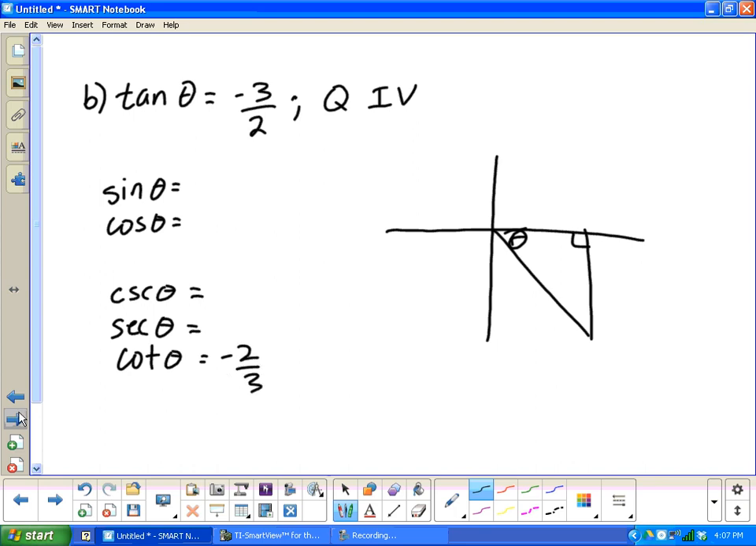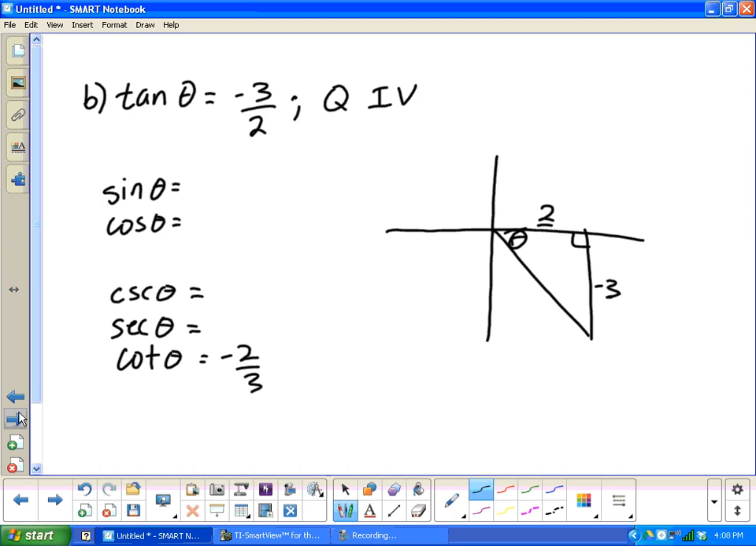Okay, now let's label our triangle here. So the tangent is opposite over adjacent. So we'll say opposite 3 and then adjacent 2. And notice that I didn't put a sign on either of them, because what I have to do is figure out that that negative sign is going to be either one or the other, okay, but not both. If it was both, it would be positive. Now, so we've got a 3 here and a 2 here. So notice that's right 2, but down 3. So the negative would go on the 3.